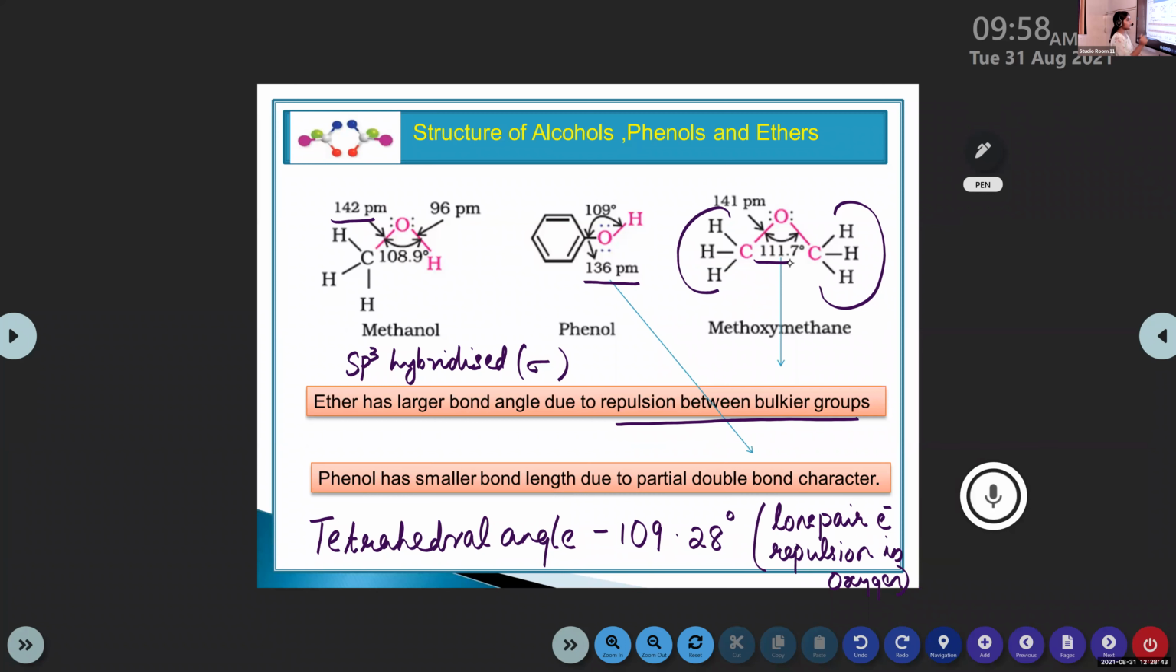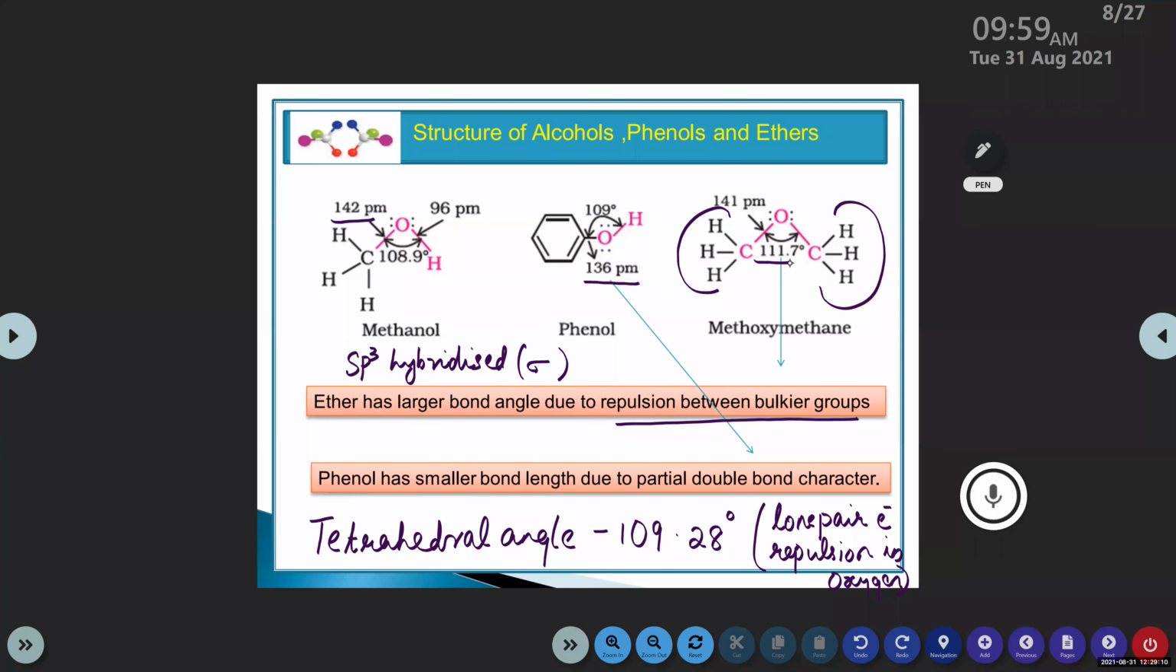And the reason is that two bulkier groups are surrounded with oxygen. CH3 group, another CH3 group, on the two sides of oxygen. So due to the presence of these bulkier groups, there will be a repulsion. And here the bond angle is greater than the tetrahedral angle. That's the reason. Clear?